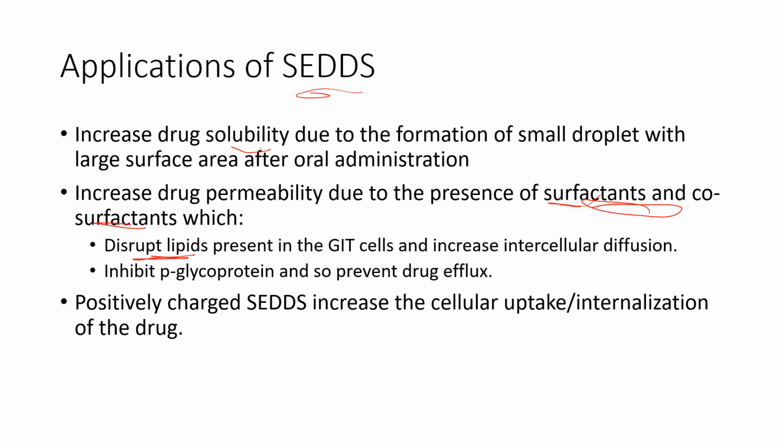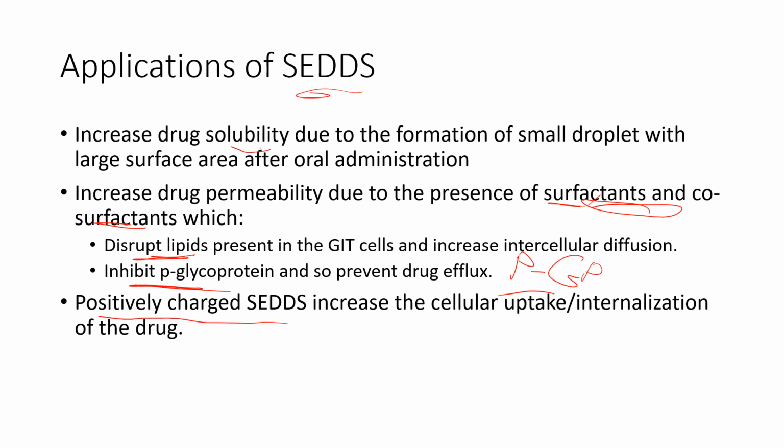Many surfactants also could inhibit P-glycoprotein, permeability glycoprotein, or PGP, and this PGP is mainly for efflux, for taking the drug back to the GIT, for protecting our body from toxic material. So by inhibiting efflux, by inhibiting taking the drug back to the GIT away from blood, the drug will be absorbed more and more.